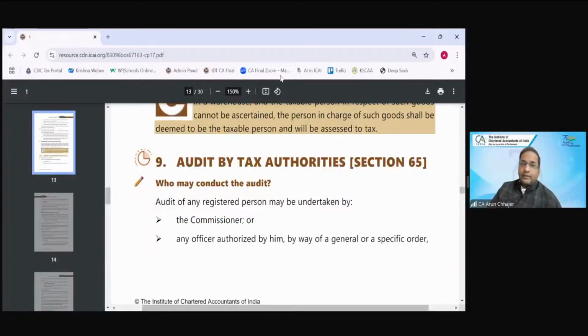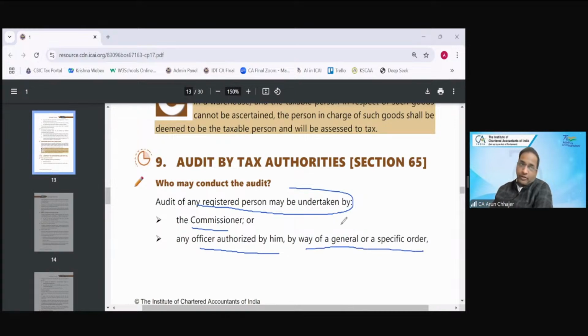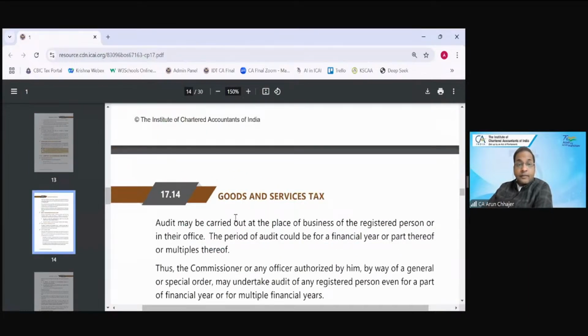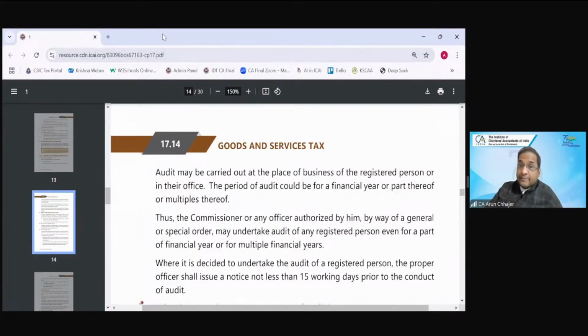Tax authority, who may conduct the audit. The audit of the registered person may be undertaken by the commissioner or by any officer authorized by him by general or special order. Okay. Then audit may be carried out at the place of business of the registered person or in their office. It means either the officer will come to the premises of the registered person or they will call for the documents in their office only.